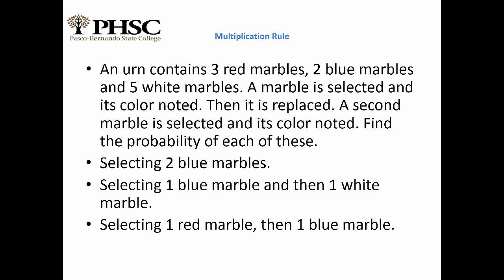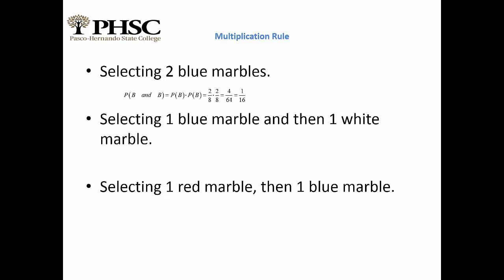Here we have an example. An urn contains 3 red marbles, 2 blue, and 5 white marbles. A marble is selected and its color noted. Then it's replaced. A second marble is selected and its color noted. Find the probability of each of these. First, selecting 2 blue marbles. Here the probability of B and B is 1/16. The next one is 1 blue marble and then 1 white marble. Here you can see that the probability of B and W is 5/32. And the last one is 1 red marble and 1 blue marble. So the probability of R and B is 3/32.